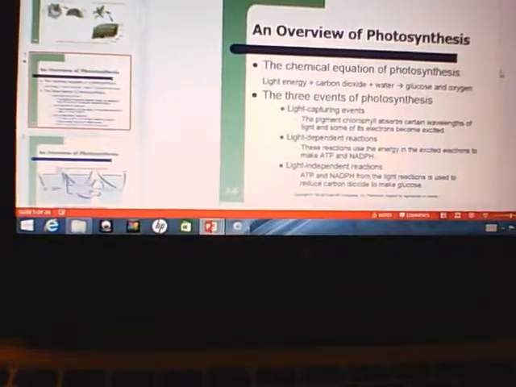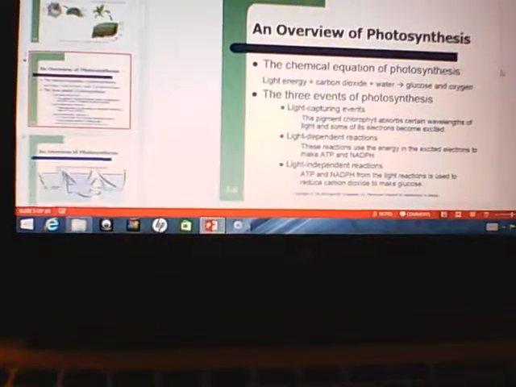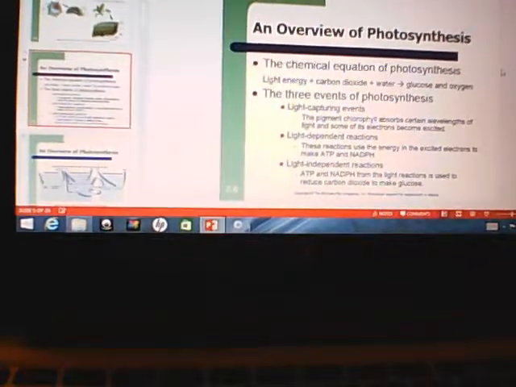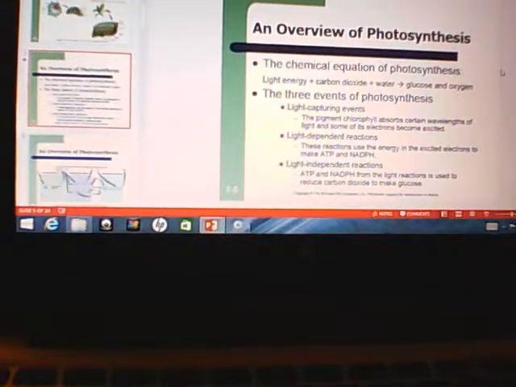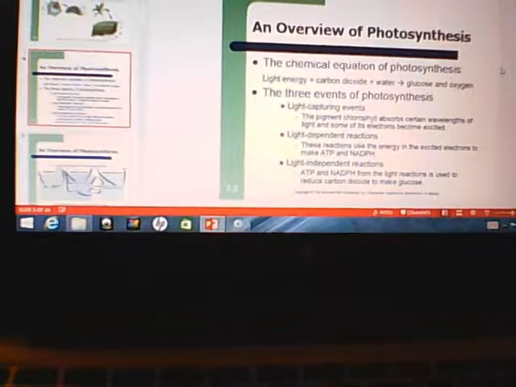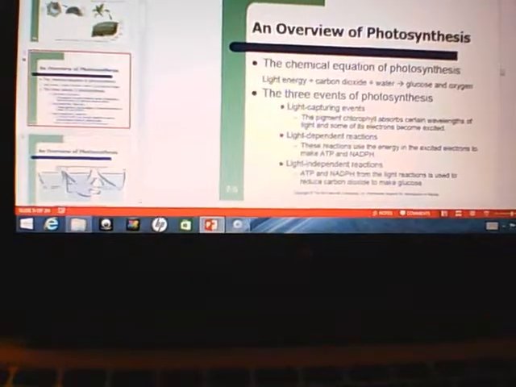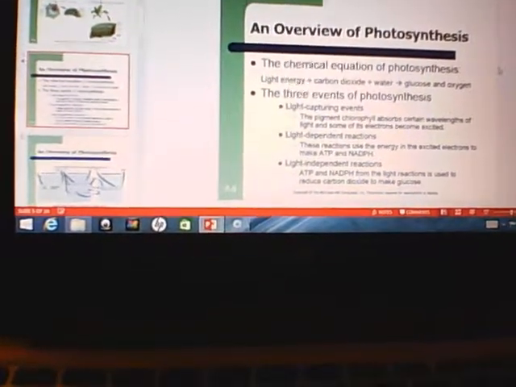This is the chemical equation for photosynthesis, which you should have seen doing your lab. Light energy plus carbon dioxide plus water gives us glucose and oxygen. And again, three events, just like in cellular respiration, you have three events.